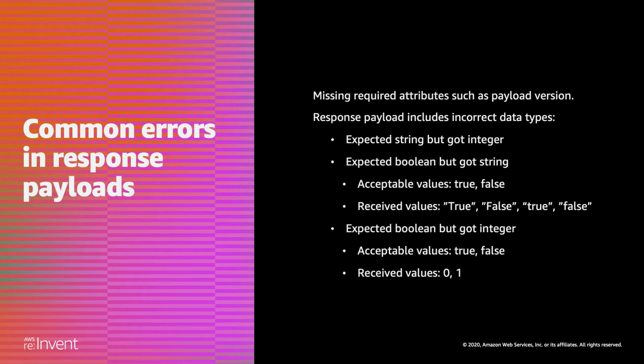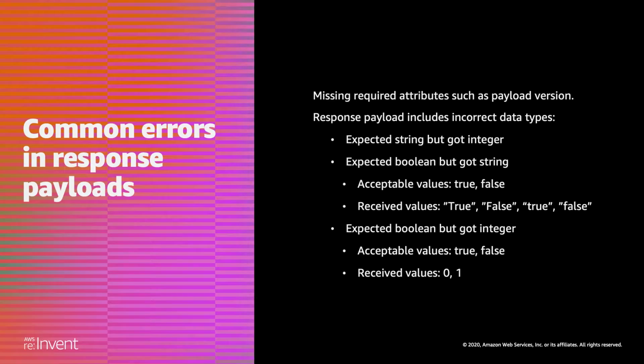So common errors that we often see in the response payloads is that the response is missing the required attributes, such as the payload version that we saw earlier. Other common errors that we see include incorrect data types. For example, Alexa may be expecting a string, but received an integer back from the response, or may have expected a Boolean, but got a string, such as true or false, when the true or false should have been in quotes. Lastly, another example is Alexa often expects a Boolean, but may get an integer.